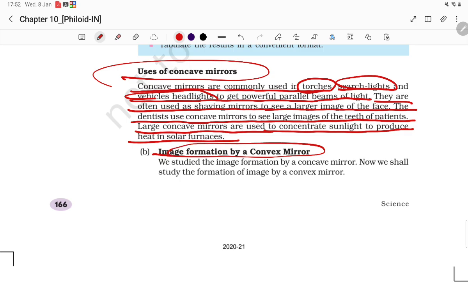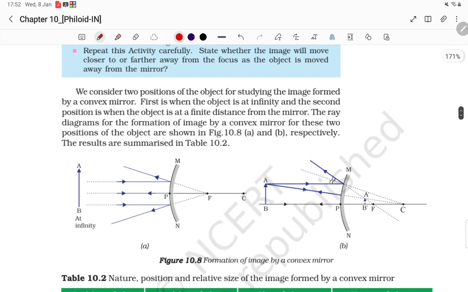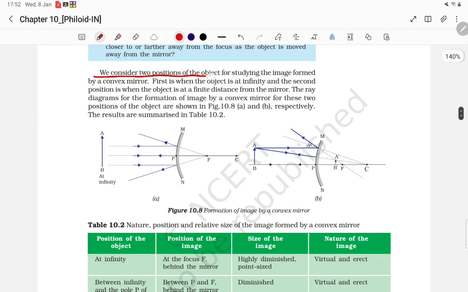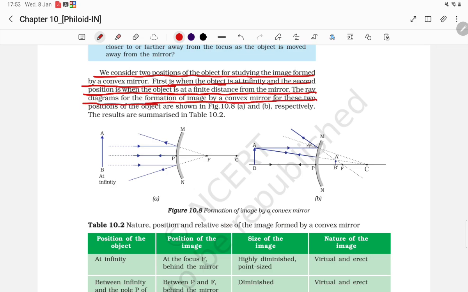Image formation by a convex mirror. We studied the image formation by a concave mirror. Now we shall study the formation of an image by a convex mirror. We consider two positions of the object: first, when the object is at infinity, and second, when the object is at a finite distance from the mirror. The ray diagram of the formation of the image by a convex mirror for these two positions of the object is shown in the figure.